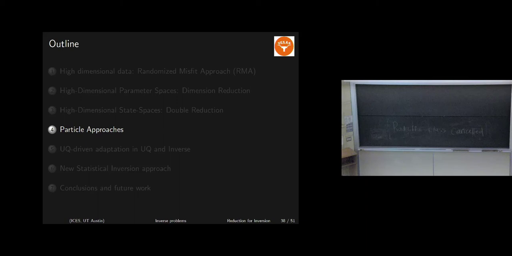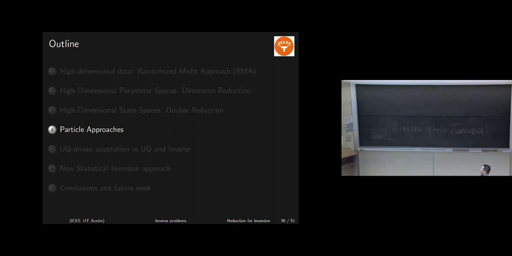We only sample in the high dimension, high probability region. We don't want to sample in the low probability regions. But I'm not going to show you here. I'm going to show you a different approach that avoids MCMC, because MCMC, as you know, is very, very expensive, right? Okay, so the idea is the following.